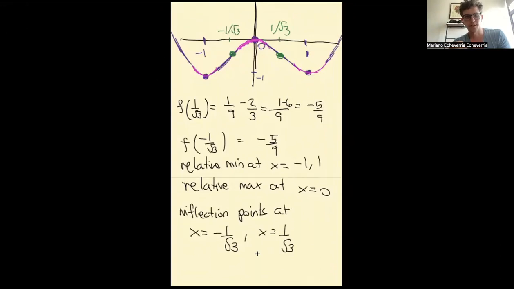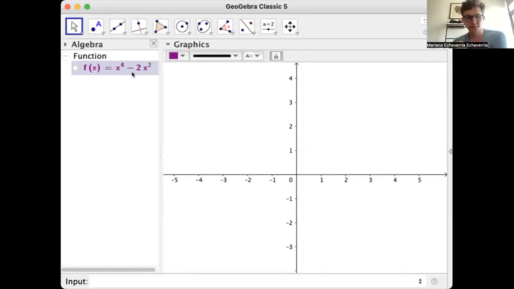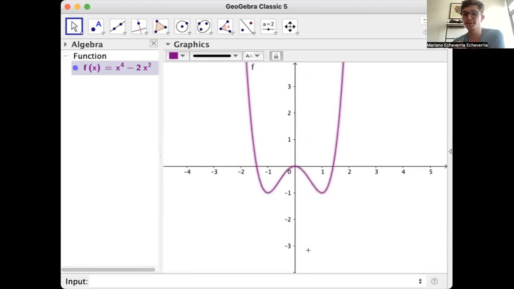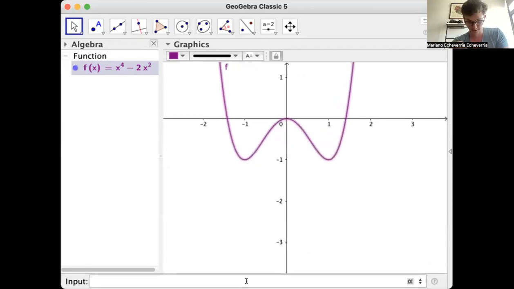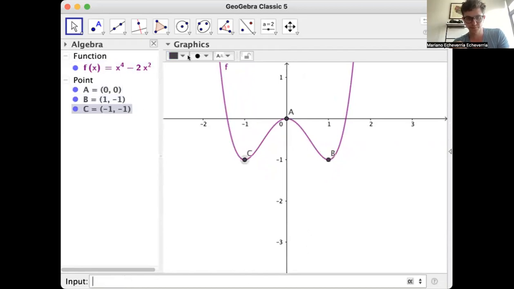Well, let's see. Yeah, I can show you how it looks on GeoGebra. I had graphed it before. So x squared minus 2 x squared. And here it goes. It's essentially the same as what we found, right? So here's 0, f of 0, 1, f of 1. I'm plotting for you the critical points so that you can see them.